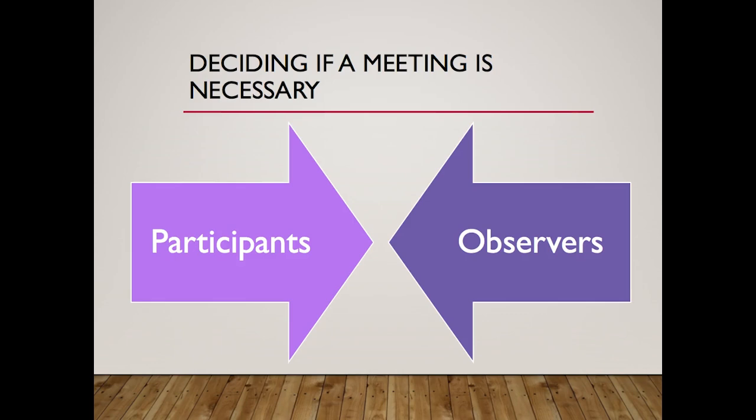If a formal meeting is necessary, divide your attendees into two groups, participants and observers. Let people know what group they belong in so that they can decide whether they want to attend. If you send out a report after the meeting, that may be enough for some people.